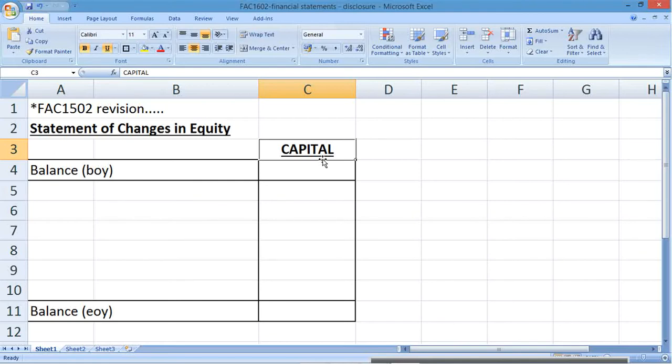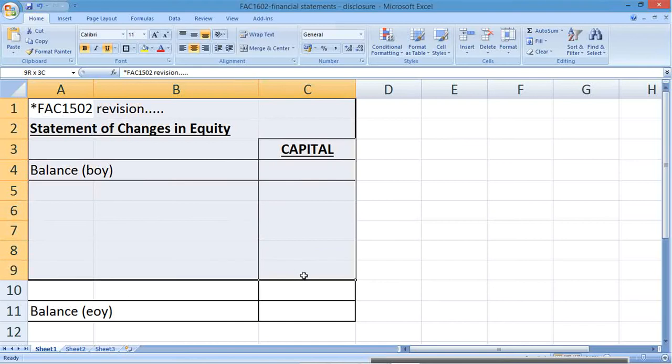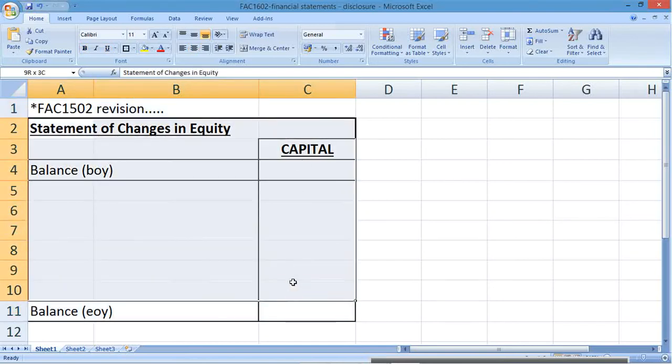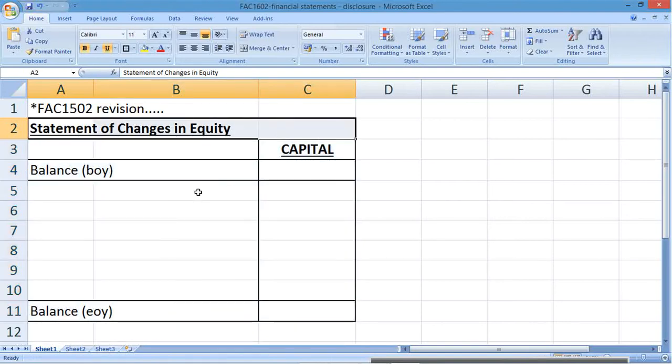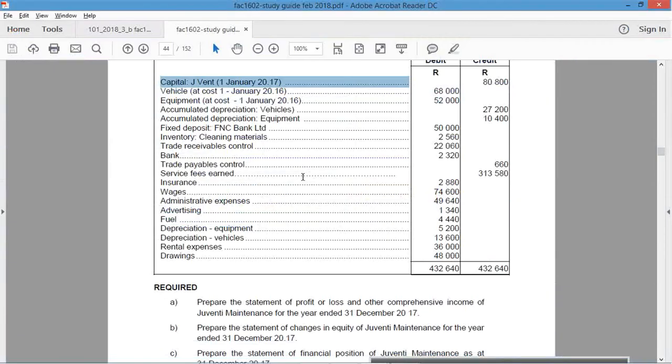That's for a CC though. Correct, but is it capital? It is capital. So that's important. This is 1502 revision that you would have covered there, that they require you to do in 1602, and that's the template that I'm going to draw up for the statement of changes in equity. I just read a balance, opening or closing?